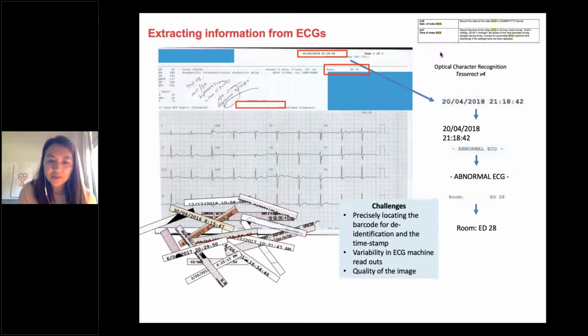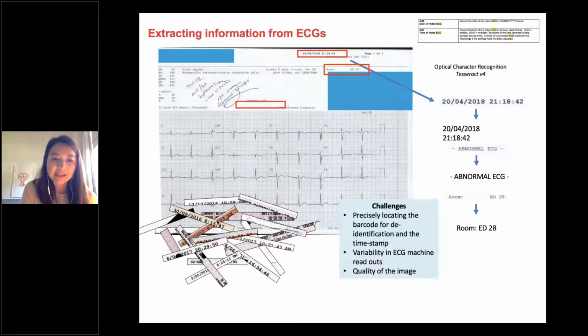Firstly, we had to de-identify the barcode, which you can see in the top left-hand corner. We also had to develop software to find the location of the timestamp. Because scanned images are imperfectly scanned and not symmetrical, we had to identify landmarks within the ECG in order to find the timestamp itself. We were working with ECGs from two local health districts, so there's huge variability in the ECG machine readouts. What you can see here is our early attempts at trying to find this timestamp.